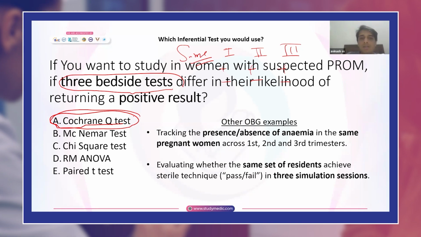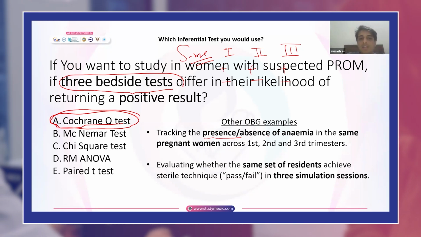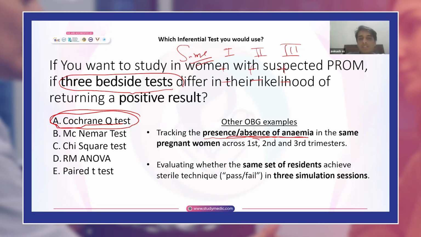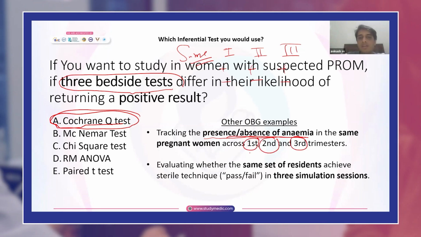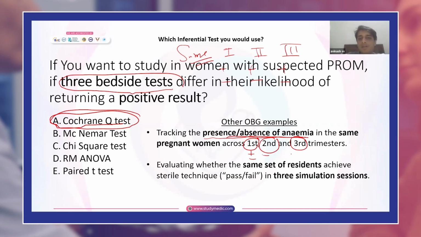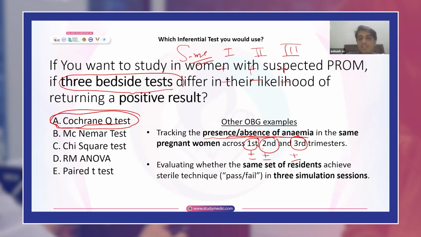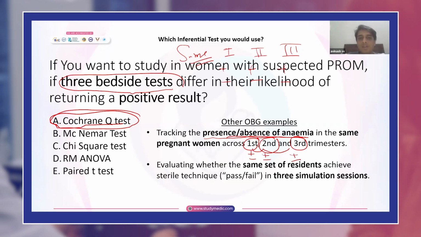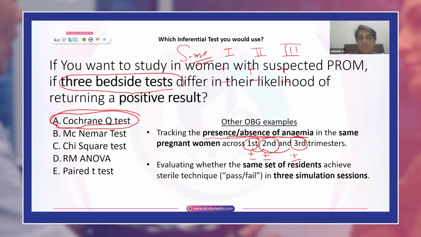Another example is tracking the status of anemia, whether anemia is present or not in the same pregnant women in the first trimester, second trimester, and third trimester. You can see there is a categorical variable, present or absent, present or absent, present or absent, and whether it changes from first trimester to second trimester to third trimester. So it is the Cochran's Q test.